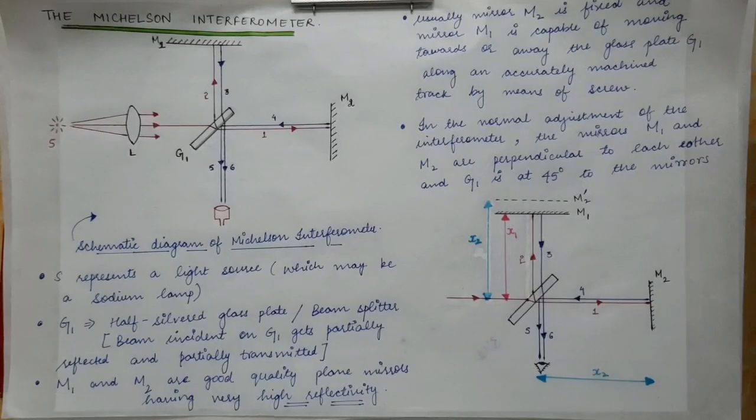The next experiment that comes under the division of amplitude is the Michelson's interferometer. In Michelson's interferometer, the fringes which are observed are an example of fringes of equal inclination, also called Haidinger fringes. So let's see what the construction of this experiment is.